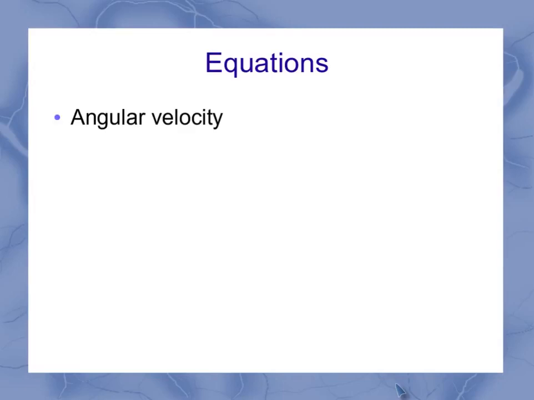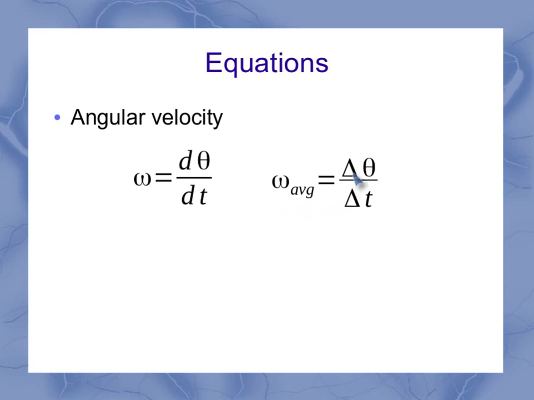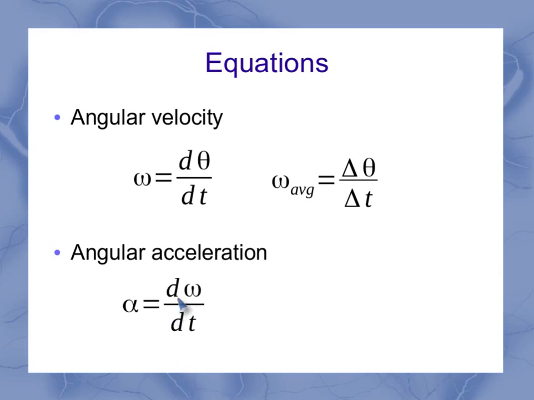Now for our equations, starting with angular velocity. Just like we did with our regular velocities, we recognize that that rate of change is done by our derivative. So this is the derivative with respect to time of the angular position, or d theta dt for short. If I only care about the average, I can use the delta form of this equation. For angular acceleration, we have a very similar equation, except it's the derivative with respect to time of the angular velocity, or d omega dt for short. And again, our average acceleration can use the deltas.